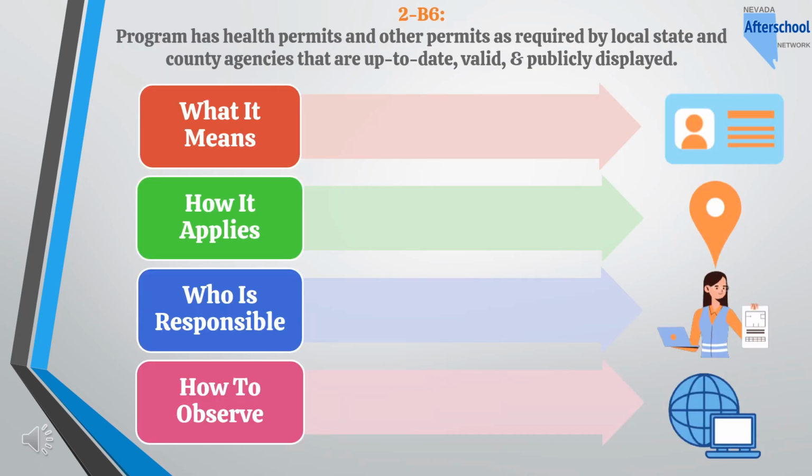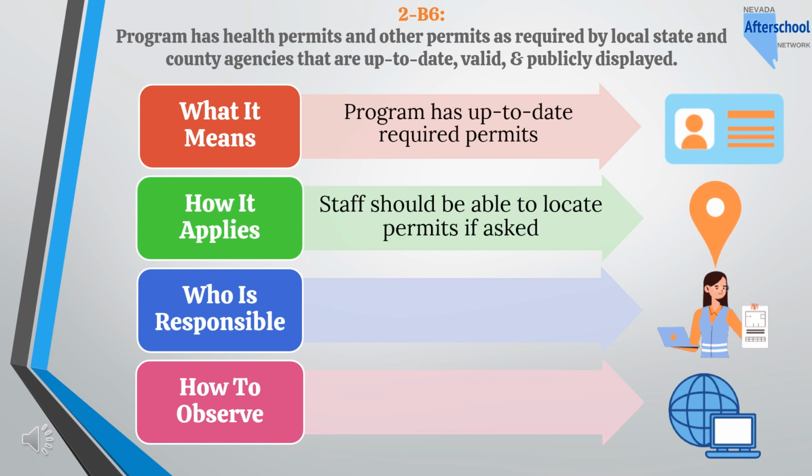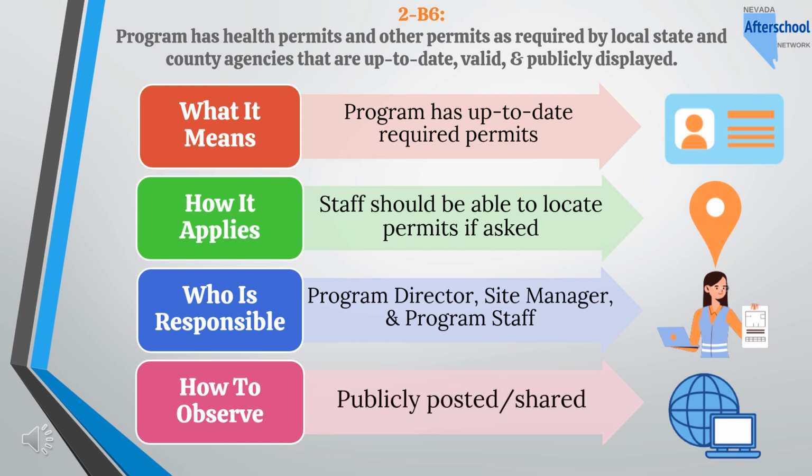Indicator 2-B6 states that a program has health permits and other permits as required by local, state, and county agencies that are up to date, valid, and publicly displayed. Staff should be able to locate the permits if asked, and they should be in plain view for everyone to see. It is a best practice for all staff to know that they exist and why they are important.